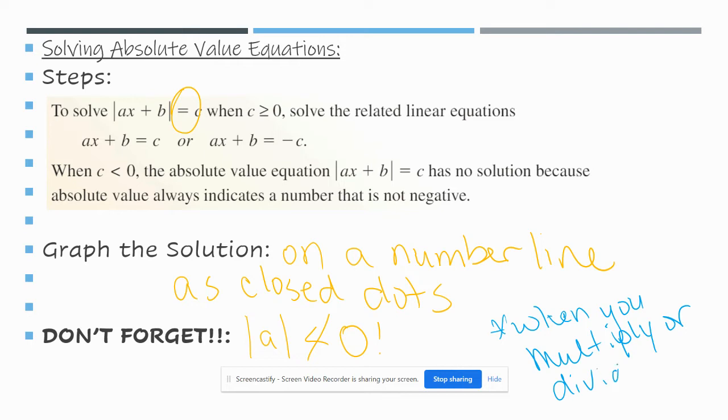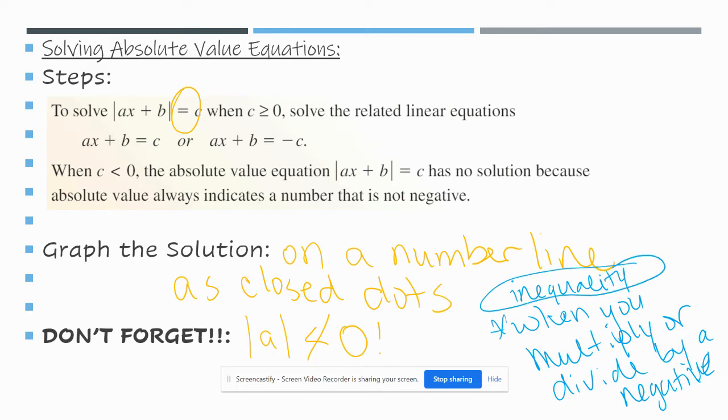And then the other thing, just to refresh our memory, is when you multiply or divide by a negative, if we have an inequality, the inequality sign switches. We shouldn't really have to worry about that for most of what we're doing, but just as a reminder, it doesn't have anything to do with absolute value, only with inequalities, if you have a greater than or less than, and things like that.